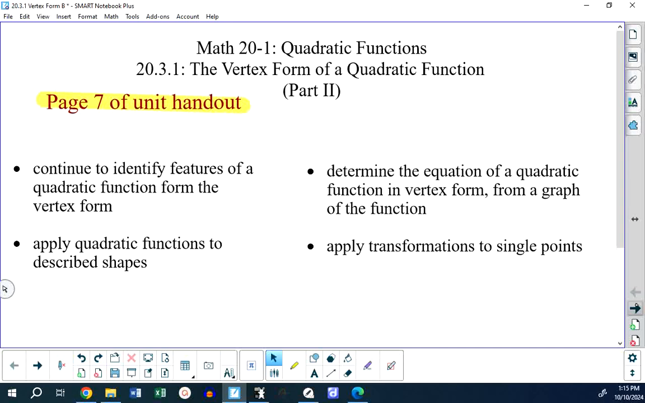So this is page 7. Let me explain what it is we're doing today. We're going to continue to work with the vertex form of a quadratic function, but we're going to be getting more into the algebra of what's involved. Yesterday it was a matter of looking at a graph using either a graphing calculator or the graphing technology that I have up here, and talking about transformations and making observations so that you can be successful on that quiz.